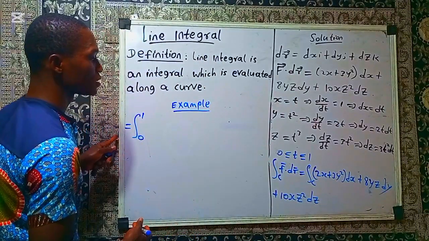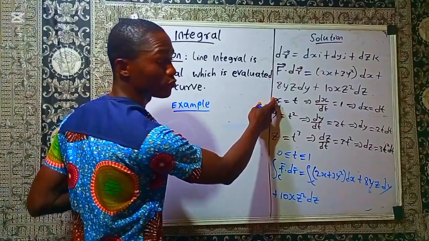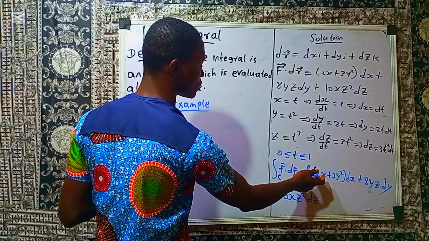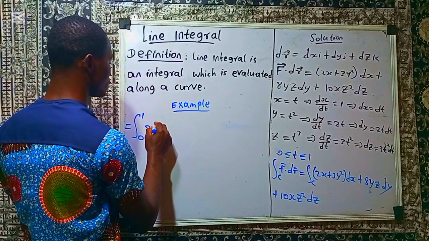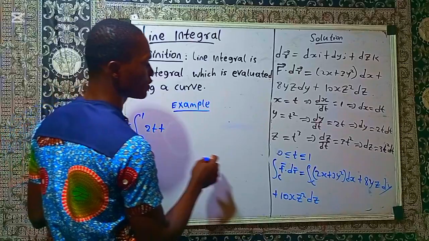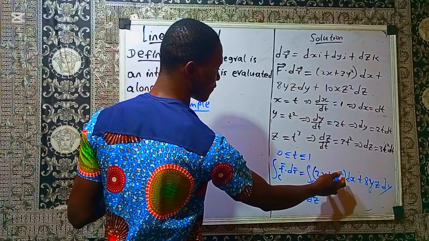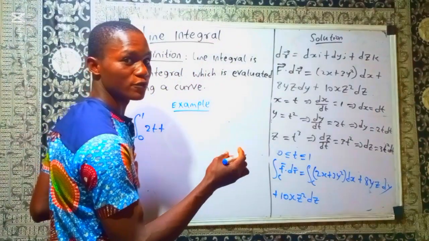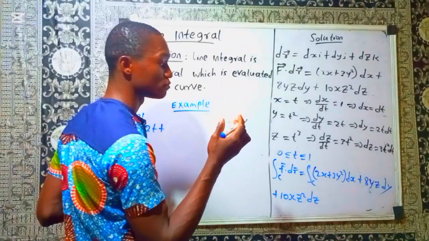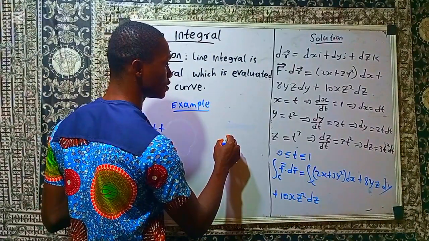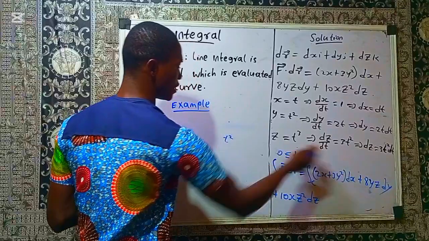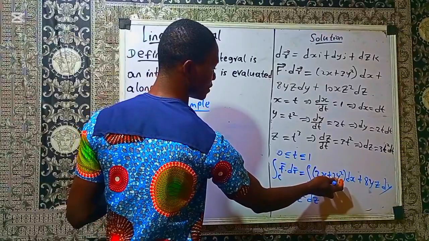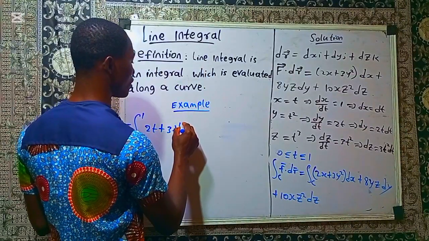So this is what we have gotten, and we are given from the equation that x is equal to t. So we come here and replace x with t. So here will be 2t, plus, they gave us that y is equal to t squared. So here we have 3y squared, and y is t squared, so y squared is t squared all squared, which is t raised to power 4, multiplying 3. So you are going to have 3t raised to power 4.